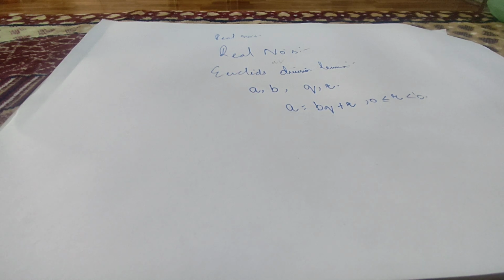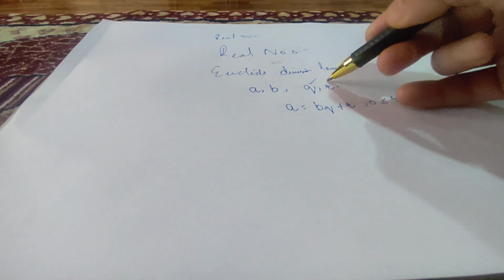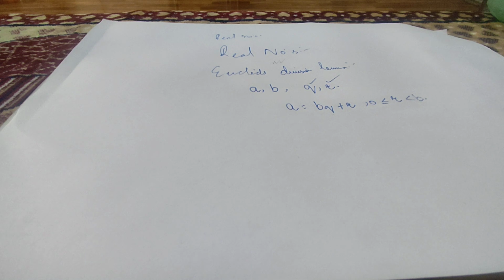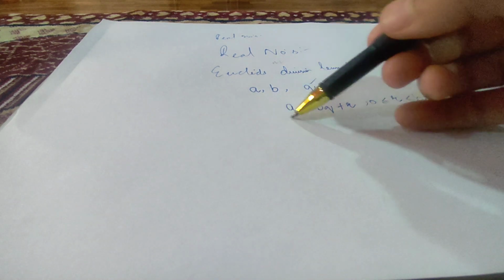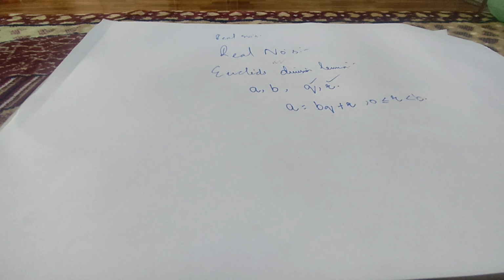What does Euclid's division lemma state? It states that if we have any two positive integers a and b, then there exist two integers q and r, and these are two unique integers, such that this condition gets satisfied: a is equal to bq plus r, where this r is greater than or equal to 0 and less than b, okay, fine. Now let me give you some examples so that this thing becomes very clear to you.